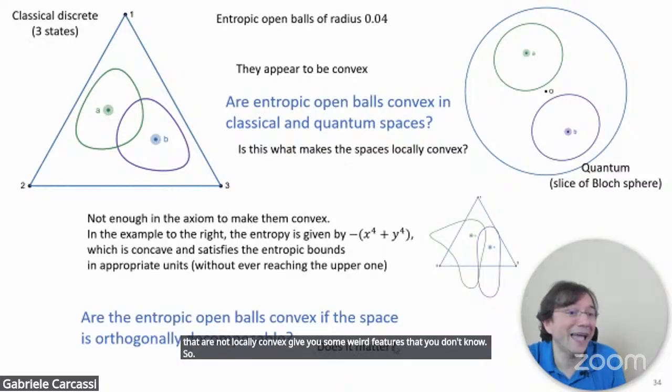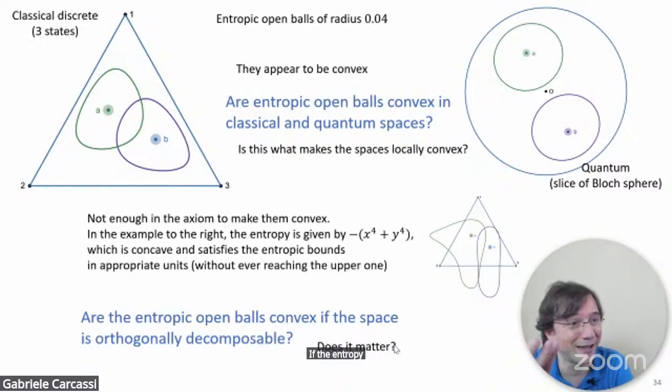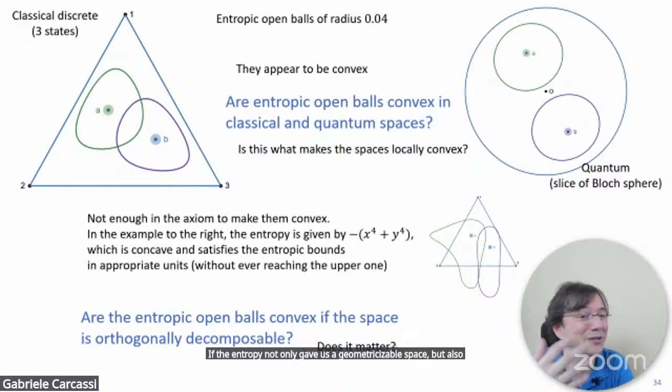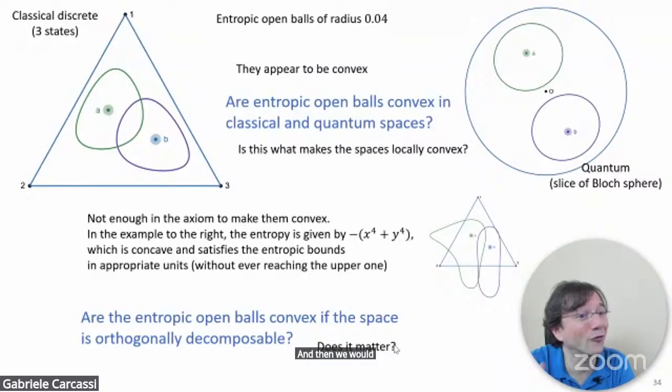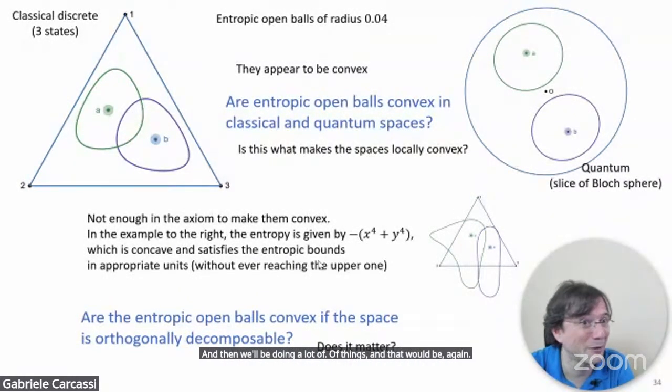So if the entropy not only gave us a geometric metrizable space, but also made sure that the space were locally convex, then we would be able to do a lot of things, and that would again be an interesting physical and mathematical result.